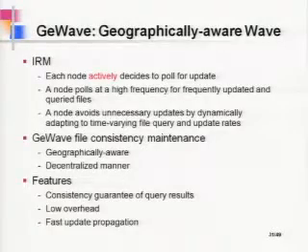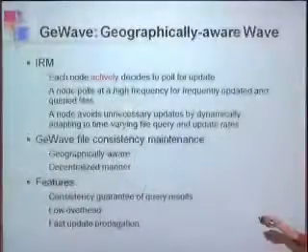Okay, so now let's go back to your question. Yes, if all nodes poll the file server, the server will be overloaded, and also it's against the principle of P2P. All right, so we develop the GeWave file consistency maintenance. Two goals. One is it enables propagation to be conducted among geographically close nodes, or in the P2P area we call it topology aware, locality aware, or proximity aware, right? And the second is a decentralized way.